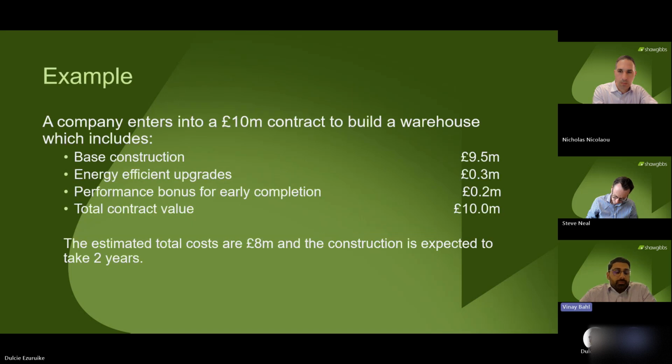So to move on to an example to hopefully take you through this one. In this example, it's a construction company, and here the company entered into a £10 million contract to build a warehouse. And this is broken down to 9.5 million for the overall construction. It's an energy efficient upgrade, 300k, and a performance bonus for early completion of 200k, which gives you a total contract value of 10 million. And in our scenario, we're estimating the total costs to be 8 million for the business, and the construction would take 2 years to complete.